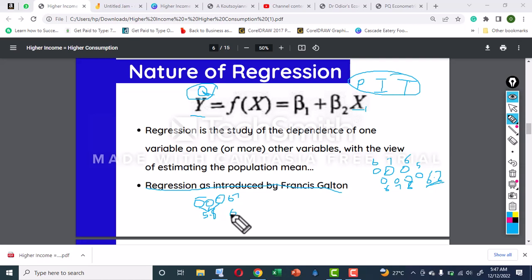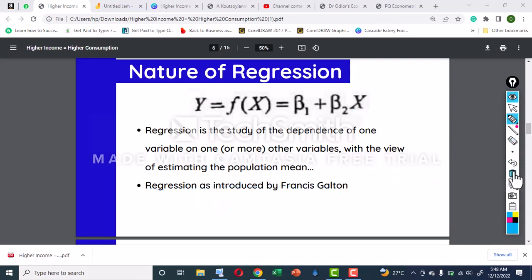So you realize that for each family, the average height of the members of the family is moving towards the population. So you now use the word: it is regressing towards the population. This will be our basic concept that will help us to understand the difference between sample regression function and population regression function.